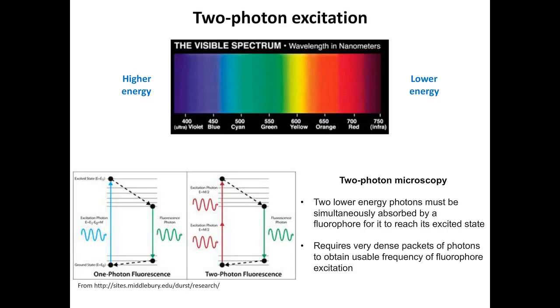On the other hand, with two-photon, you typically will use infrared lasers that have about twice the wavelength of the fluorophore that you want to excite. This gives you half the energy, so you need two lower energy photons that must simultaneously hit that fluorophore in order to be absorbed and permit that fluorophore to reach its excited state. This is a very rare event, so you need special lasers that can emit very dense packets of photons to obtain a reasonable frequency of fluorophore excitation. This also makes these lasers very expensive. It's about a tenfold difference with more conventional types of lasers.